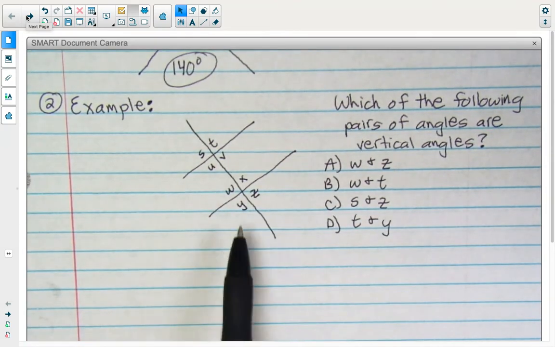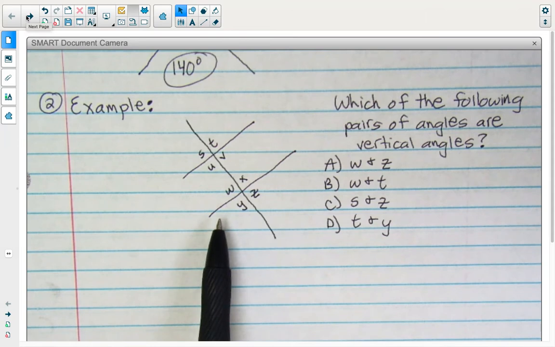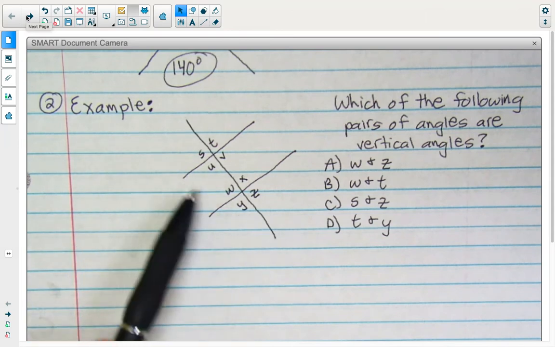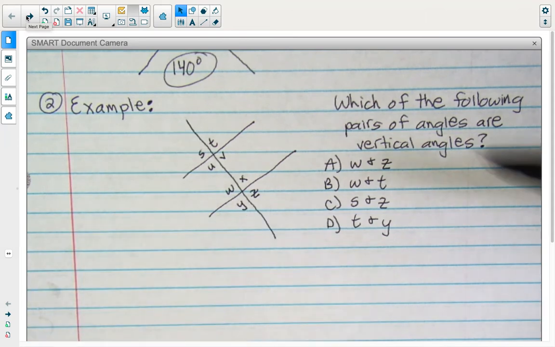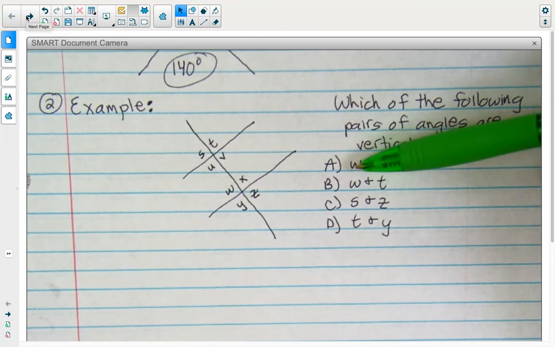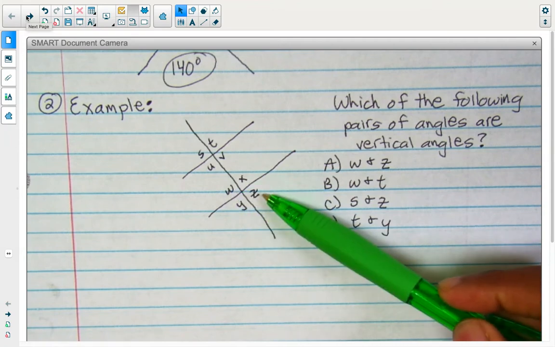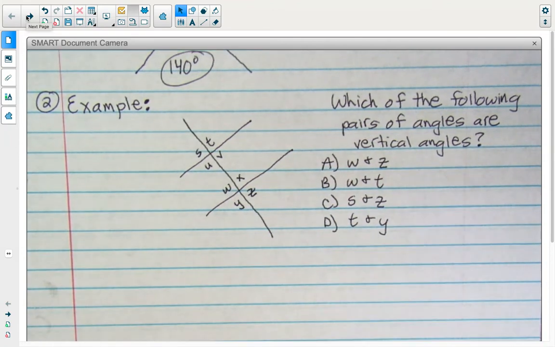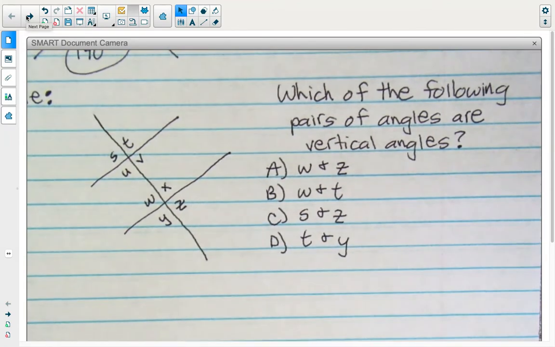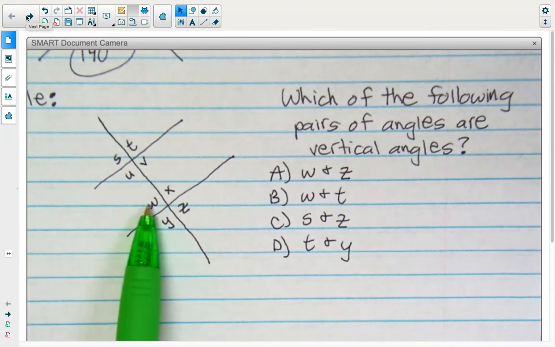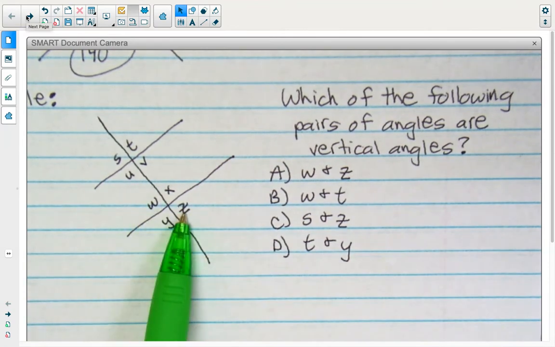This picture we're going to be studying in more detail in just a minute. So I have two parallel lines cut by a transversal. Which of the following pairs of angles are vertical angles? Remember, vertical angles are across from each other. So W and Z. Here's W and there's Z. They definitely look like they're vertical angles. Let me zoom in a little bit there for us. So W and Z are across from each other. Let's hold on to that.